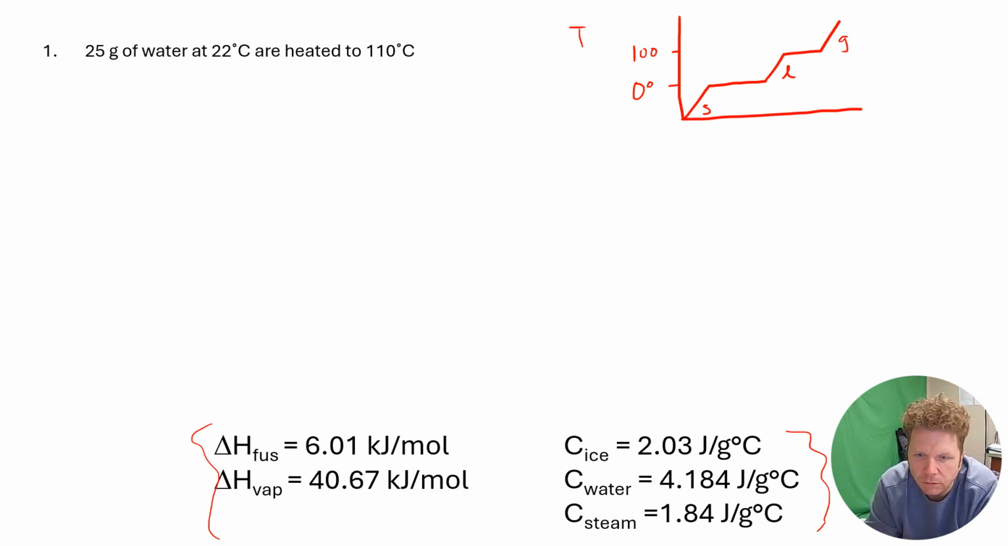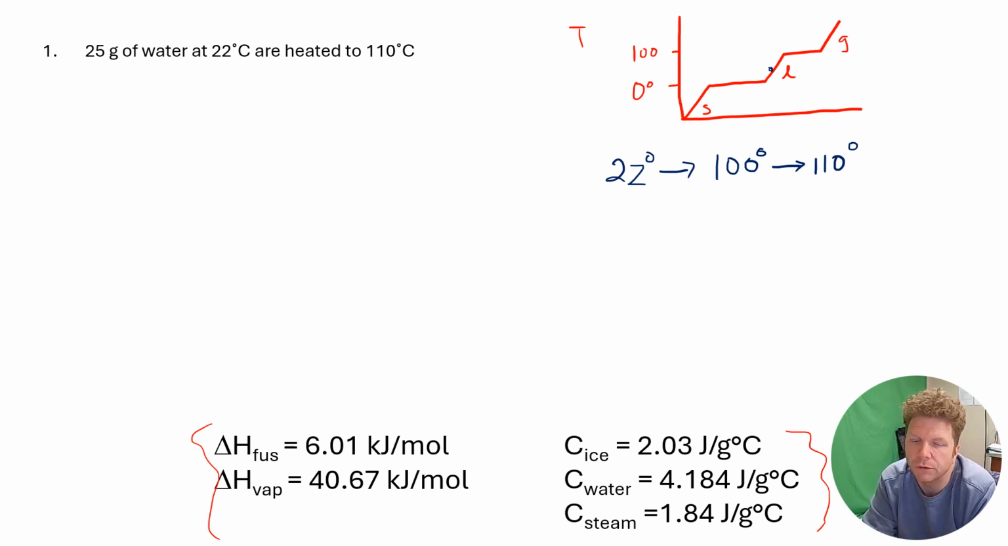Now I need to track what's happening. I like to draw a little line to indicate that I'm starting right around here, right where that dot is, and I'm ending up right around here. My question is, how much heat is required to get from there to there? I'm going from a liquid to a gas. Temperature-wise, I'm going from 22 degrees Celsius to 100 degrees Celsius to 110 degrees Celsius. That means my temperature has to change from 22 to 100 and 100 to 110.